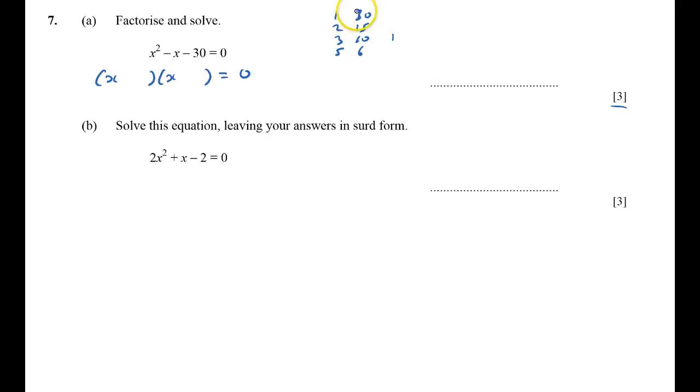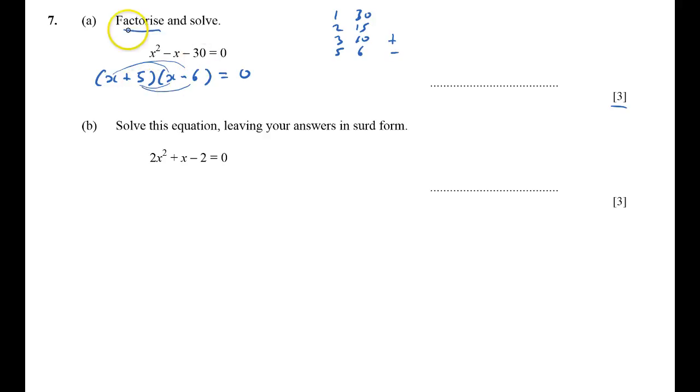It's negative, so one's going to be plus and one's going to be minus. And I've got to get minus x. There's only one difference, so it's pretty obviously going to be 5 and 6. And I want it to be negative x, so the bigger one's going to be negative and the smaller one's going to be plus. Just check it. x squared minus 6x plus 5x, which makes minus 1x, and 5 times minus 6 is minus 30. I've done it.